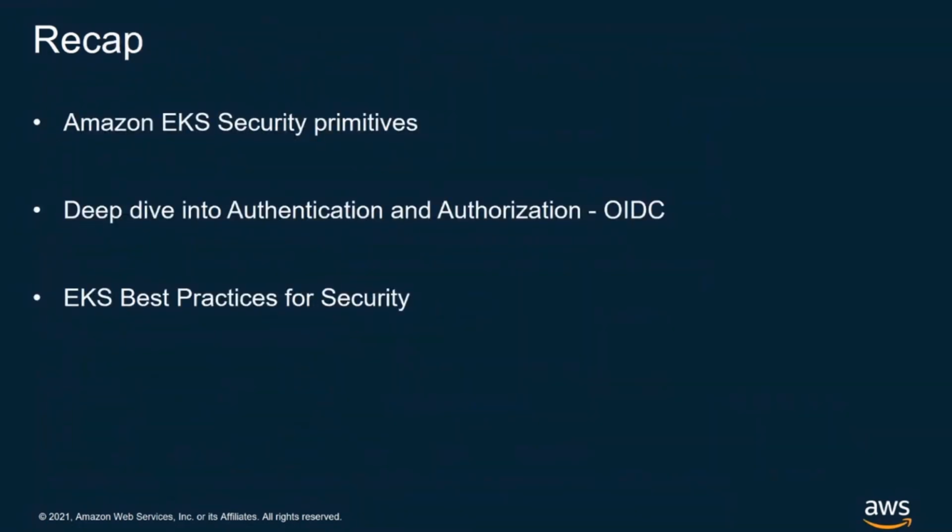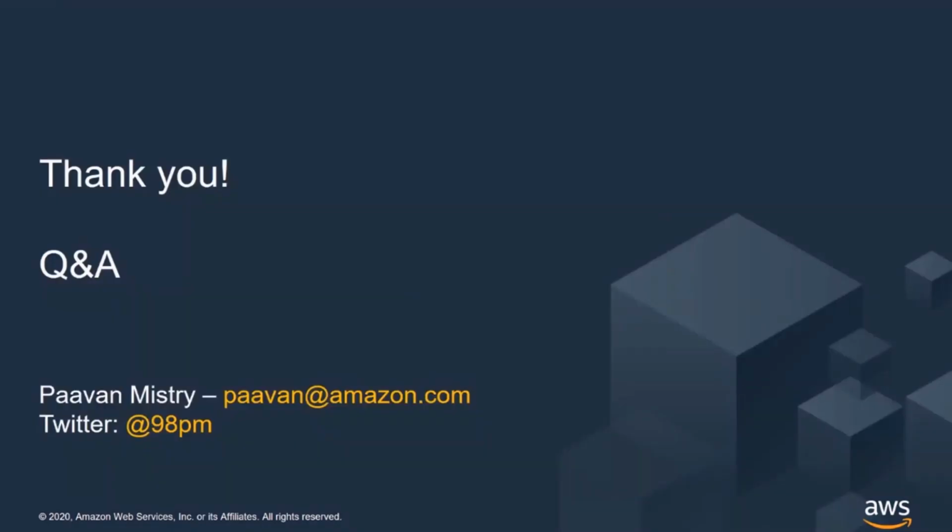So to recap, we looked at the Amazon EKS security primitives and the EKS controls which are available. We looked at a deep dive into authentication and authorization using AWS IAM and OIDC, and also looked at the best practices which are available for free for you to access on security. Thank you very much for attending this session, and hopefully it provided you information around how to secure your applications and containers running on Amazon EKS.